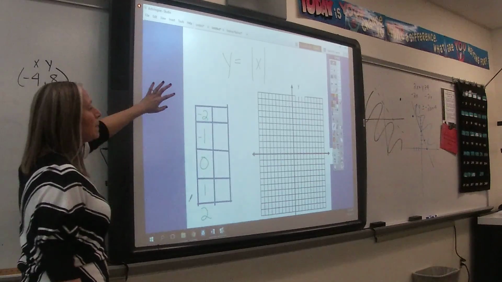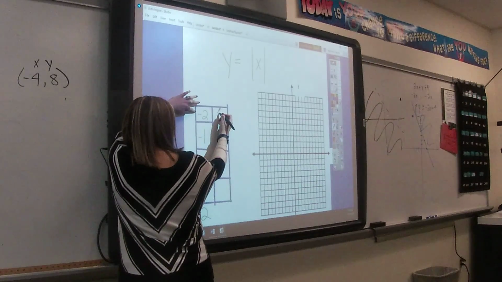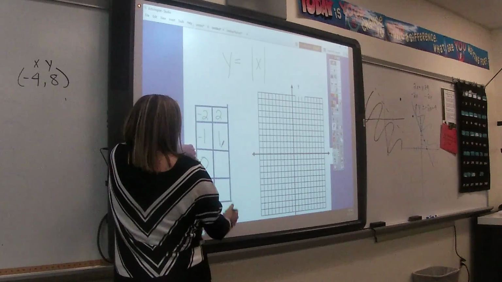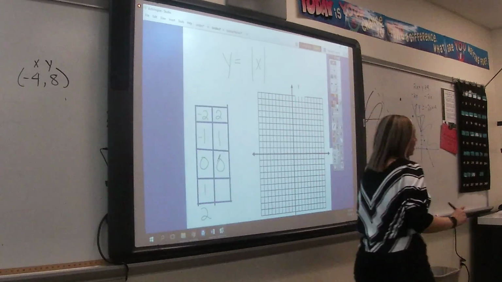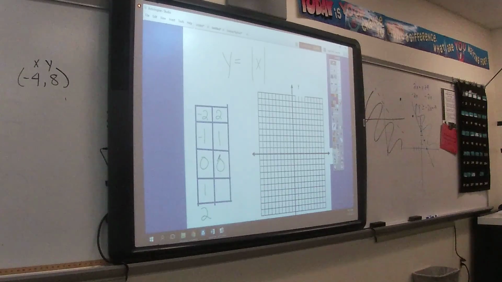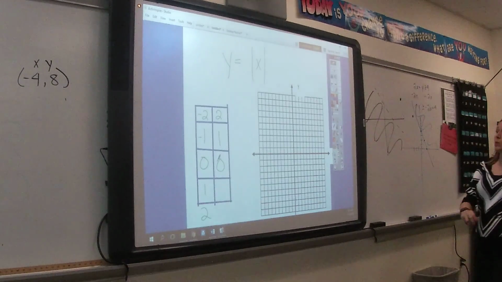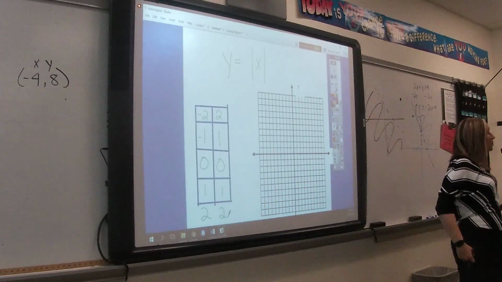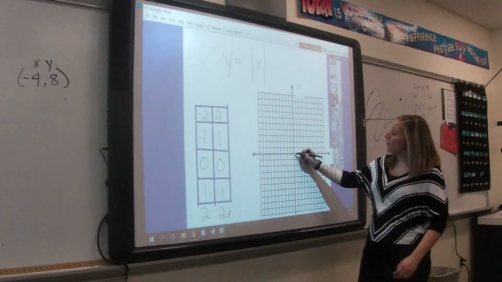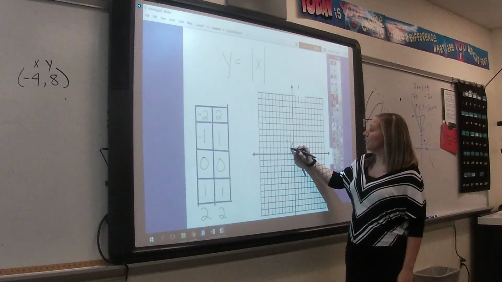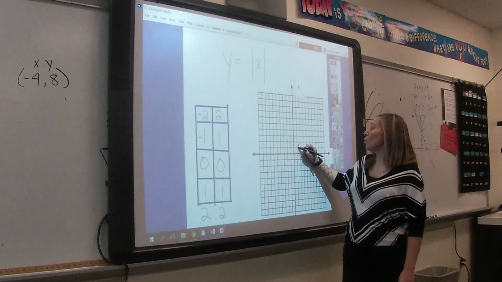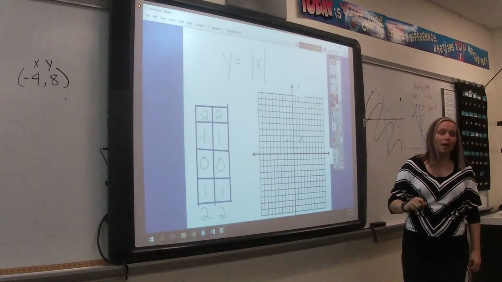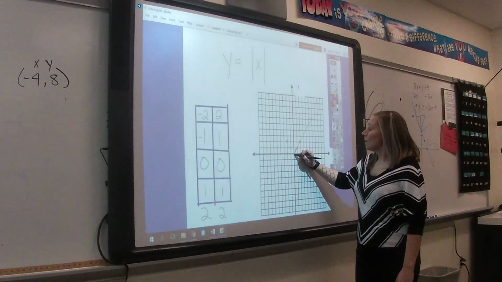So what is the absolute value of -2? 2. What is the absolute value of -1? 1. What is the absolute value of 0? -1. What? No, what's the absolute value? 1. Right, because it's always positive, so our absolute value of 1 is 1, and then 2. So if I go to plot these ordered pairs, (-2, 2), (-1, 1), (0, 0), (1, 1), (2, 2), what shape do we get? A V.